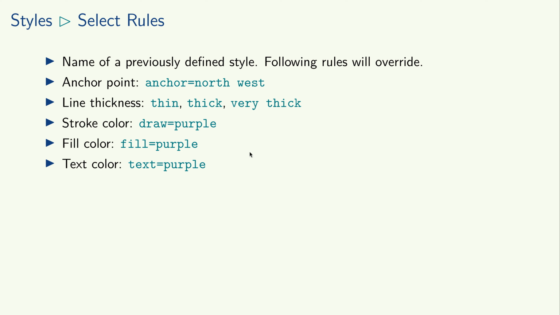Then we have something about the visuals of how a node or a line is drawn. We have a line thickness. So think about this as the shape of the node and the shape of the line being drawn with a pen. That pen has a color, that's the stroke color, and it has a thickness. Thin, thick, very thick. I think there's also something called ultra thick, and there's also some thin variants of this.